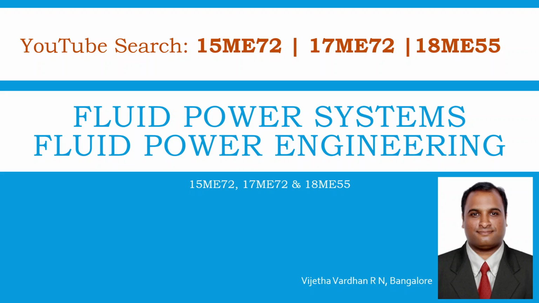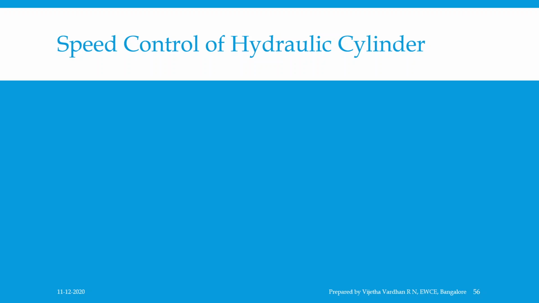Now, let's start session number 35, which is based on speed control of hydraulic cylinder or motor. The rotational speed of a motor is determined by the displacement of the motor. The relation between the flow rate Q, the displacement of the motor Vd, and the speed N is given by the equation on the screen, which is Q equals Vd into N, or it can also be simplified as N equals Q by Vd.